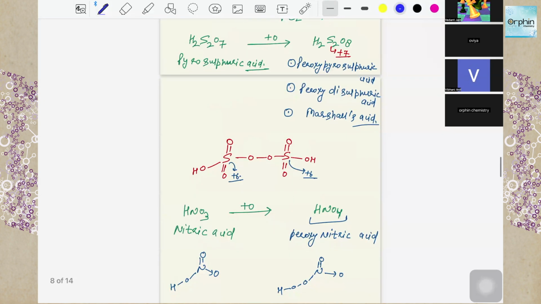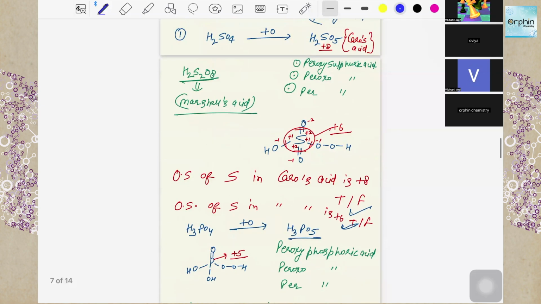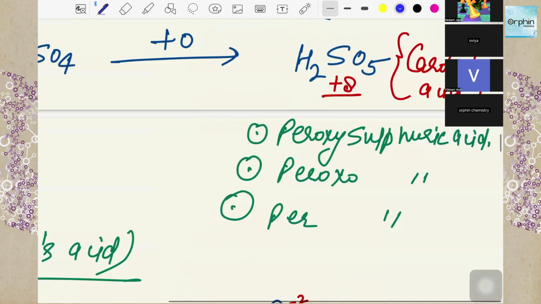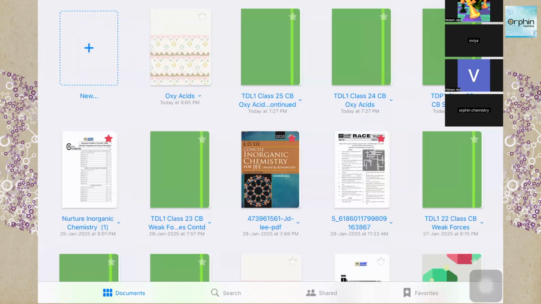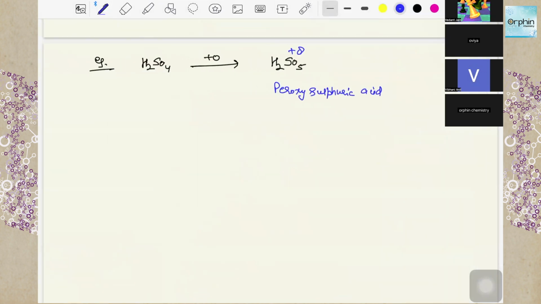Is it Caro's acid? Caro's acid, yes. Yes, correct. It is Caro's acid. Marshall's acid is H2S2O8, and this one is known as Caro's acid. Very good one. So these common names are also important. We will have 3 common names here. So Caro's acid is H2SO5.